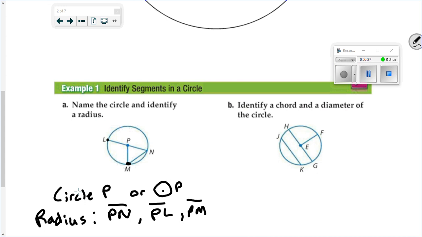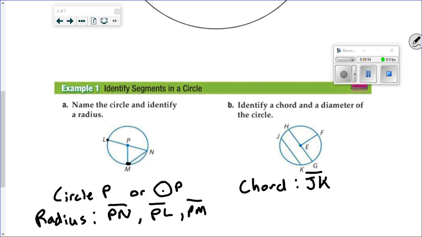Identify a chord and a diameter of this next circle. Well, what is this circle? If we name it by the center, it's circle E. So, identify a chord. Again, a chord just has endpoints on the circle. So a chord that has endpoints on the circle, JK, that'd be a chord.